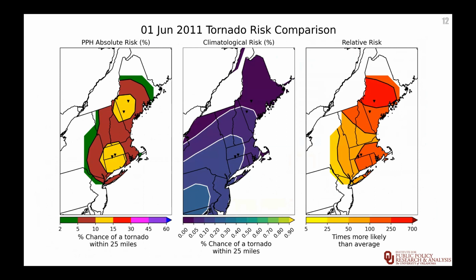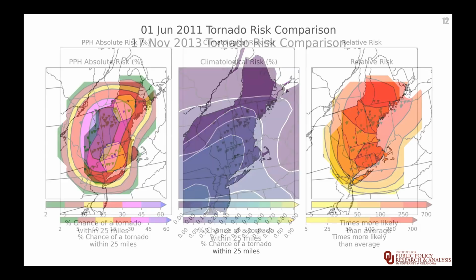But when we look at the climatology, we see that our climatological likelihood of a tornado up into Maine and then across southern New England is in the 0.05 to 0.1% chance of a tornado within 25 miles, which is very low. So that means that we get some pretty large values of relative risk out of this practically perfect absolute risk. You can see where the EF3 tornado occurred, we have an over 100 times more likely than average relative risk for that area at this time of year. It gets even higher, into the 250 times more likely range, when we get into Maine, where again, we have our lowest climatological values for tornado likelihood.